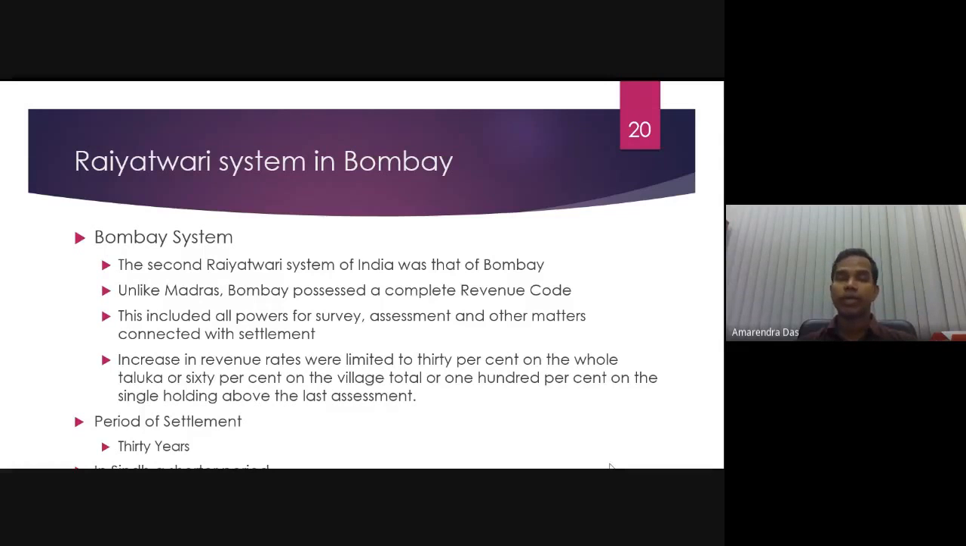So quite high, the revenue rates could be increased 30% over the entire Taluka region, or 60% in the village, or 100% over the particular land holding. So it was quite a high rate. And the period of settlement was 30 years. However, in the Sindh region, the Raiyatwari system's period of settlement was a little shorter than this 30 years.